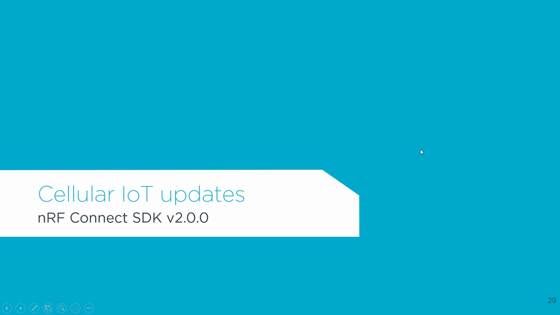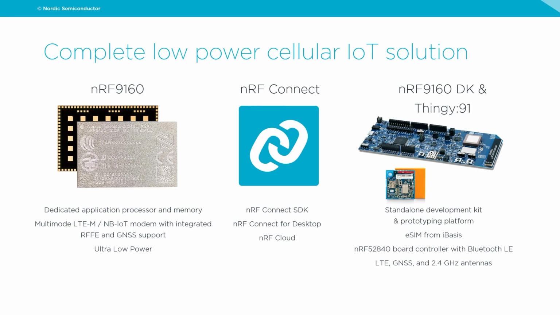Okay, great. Thank you so much for that, Ollie. Let's continue now with the Cellular IoT updates for nRF Connect SDK version 2.0.0. We have a complete low-power cellular IoT solution available at Nordic Semiconductor. We have the nRF9160 system in package, which has a dedicated application processor and memory. It also has a multi-mode LTE-M and narrowband IoT modem with integrated RF front-end and GNSS support, and it is ultra-low power.